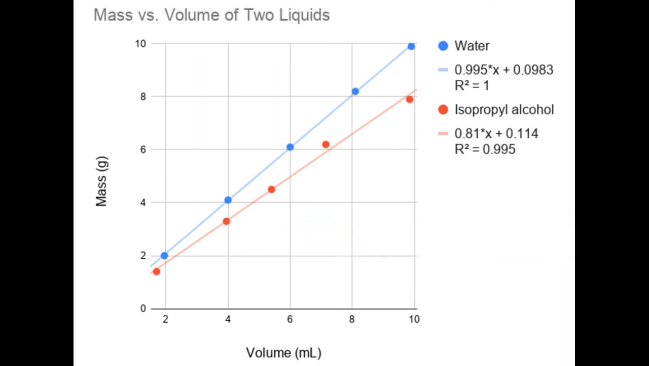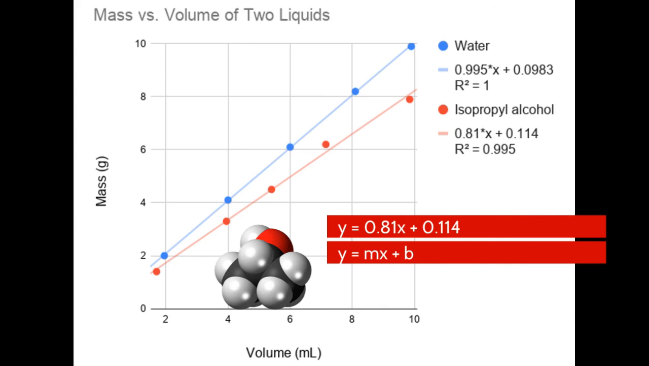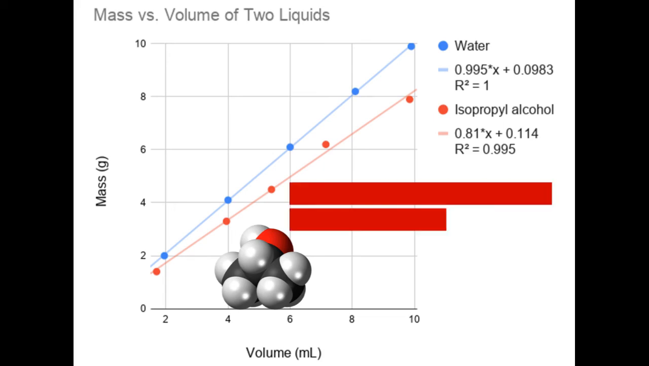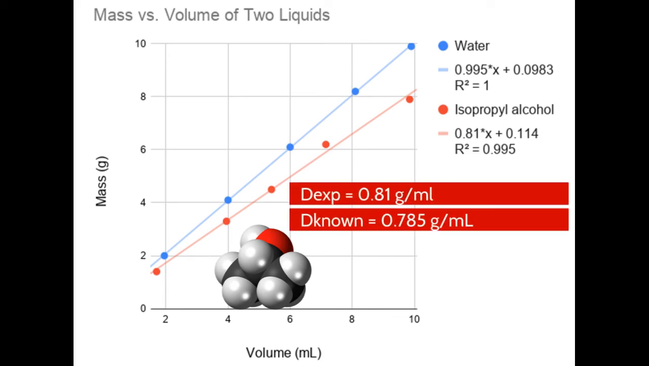For the isopropyl alcohol, the equation we have here is y equals 0.81x plus 0.114. Now, for both of these, to determine the density, my intercept values are not critical, so I'm not going to talk about those further. But let's go back to looking at the slope for isopropyl alcohol. Here we have a value of 0.81. This means that experimentally we have determined that the density of isopropyl alcohol is 0.81 grams per milliliter.